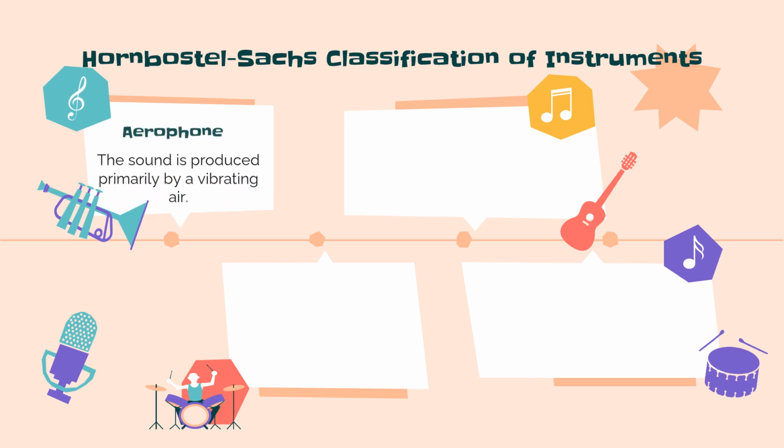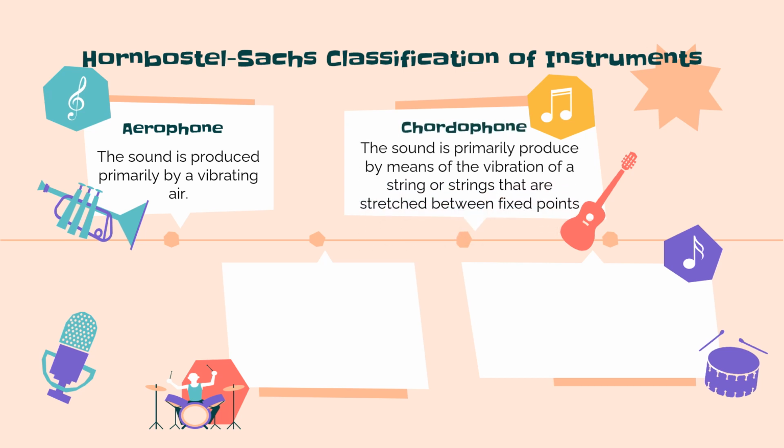We have the aerophone. The sound is produced primarily by vibrating air. One good example is flute. Chordophone. The sound is primarily produced by means of the vibration of a string or strings that are stretched between fixed points. So yung sound is nanggagaling sa vibration ng stretched string. One good example is guitar.